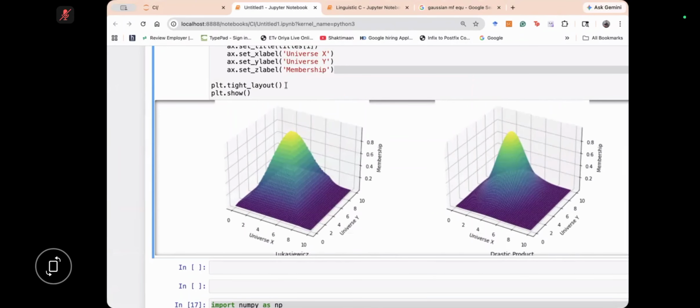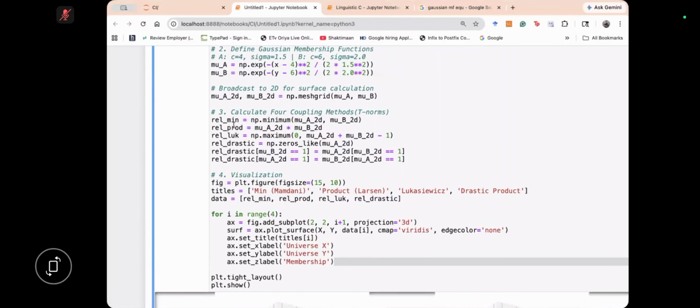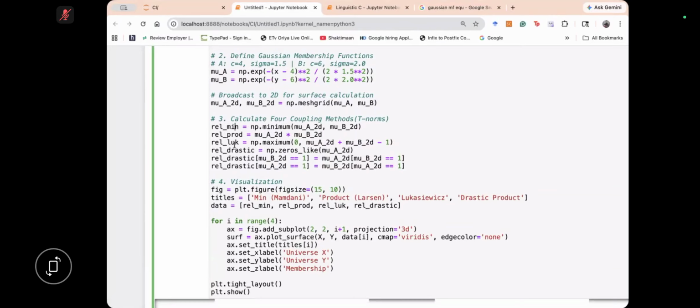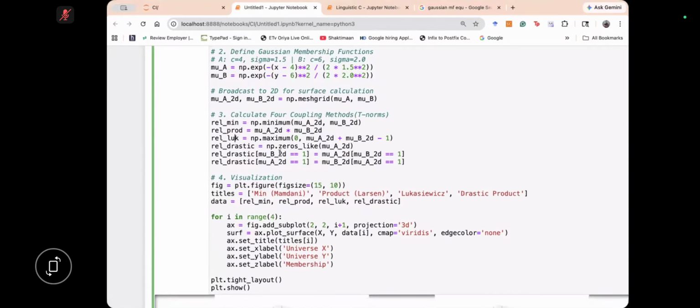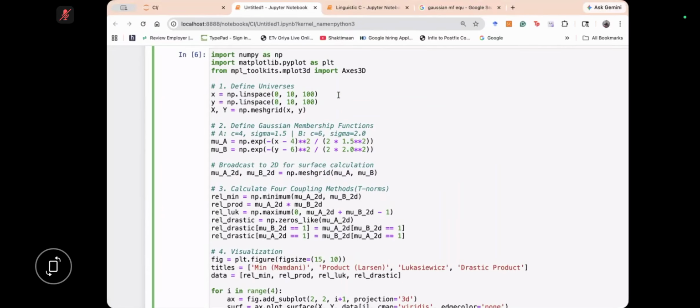Let's look into the equations. There are four methods: minimum, then algebraic product, then bounded product. Bounded product is either zero or this maximized value. So bounded product is like this. Then the drastic product, I think you have seen the examples in the equations. I need not explain the equation. If required, you can go back to chapter 2 and cross check. Okay. Then the visualization part. If you have any doubt in the coding part, you can ask me.